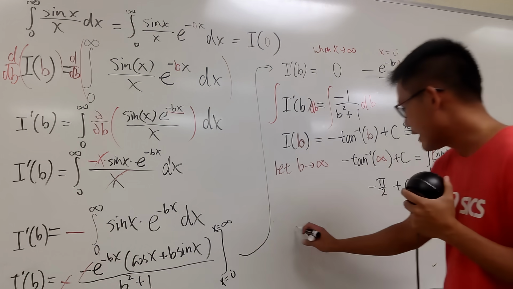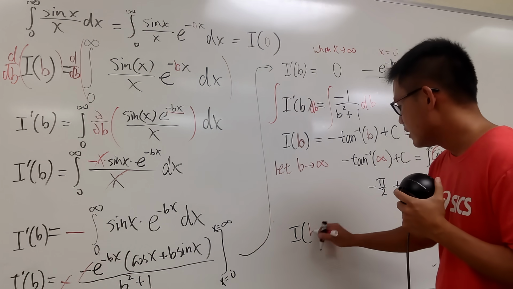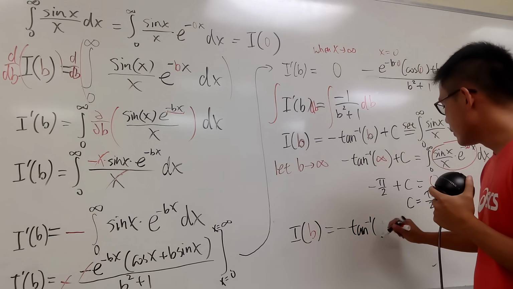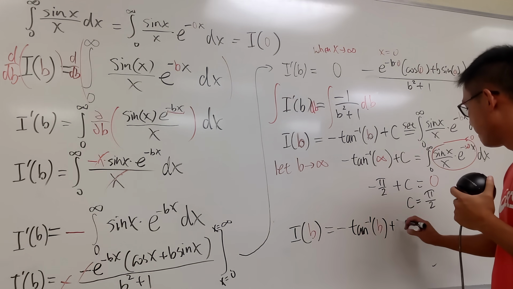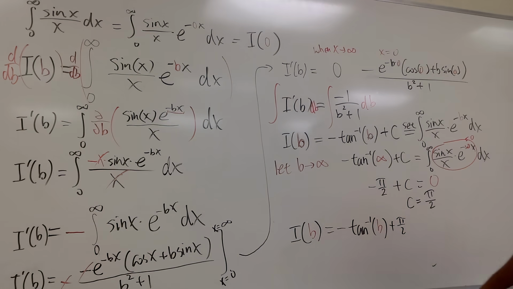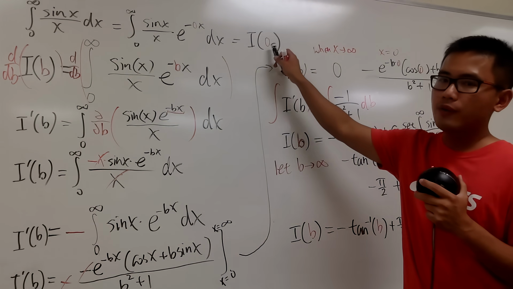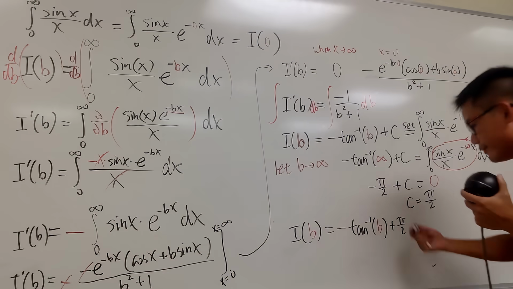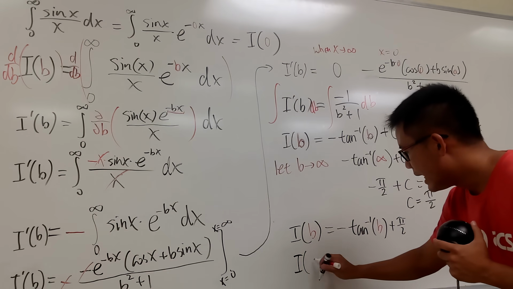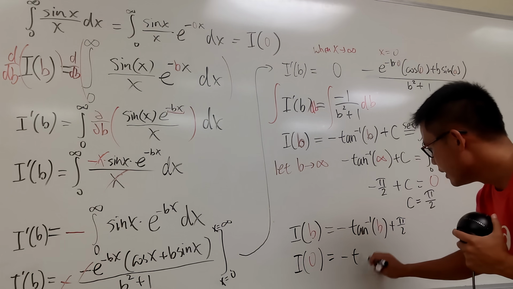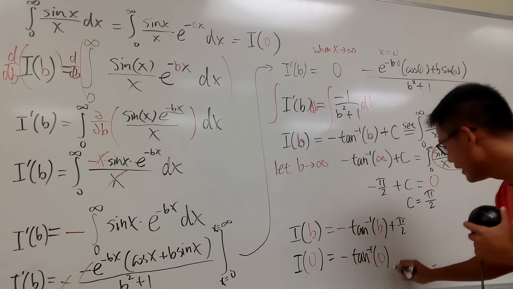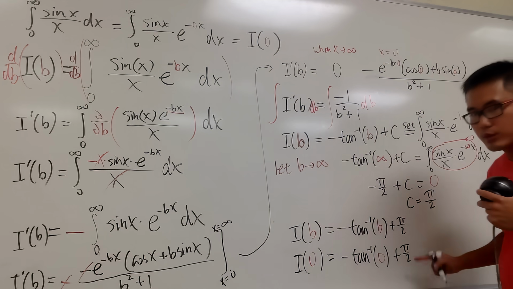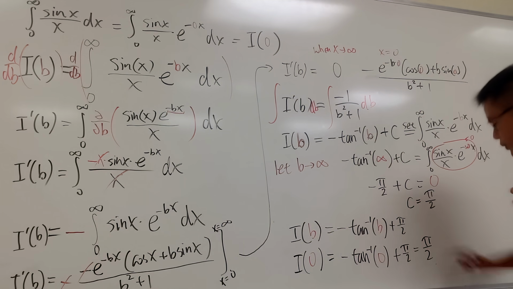So finally, we know that I of b is equal to negative inverse tangent of b plus pi over 2 for the c. And remember, we were looking for I of 0, so that's this integral, right? Now let me just write it down properly for you guys. I of 0 will be negative inverse tangent of 0 and then plus pi over 2. Of course, this is just going to be 0, so we have just pi over 2.